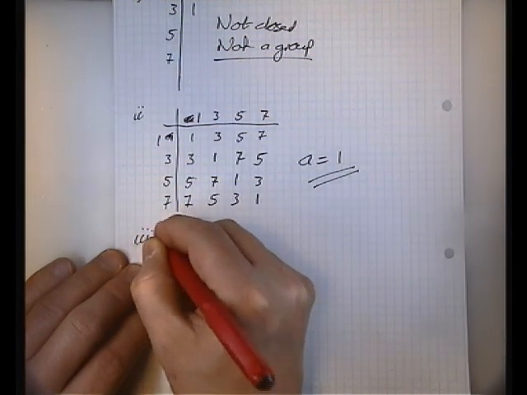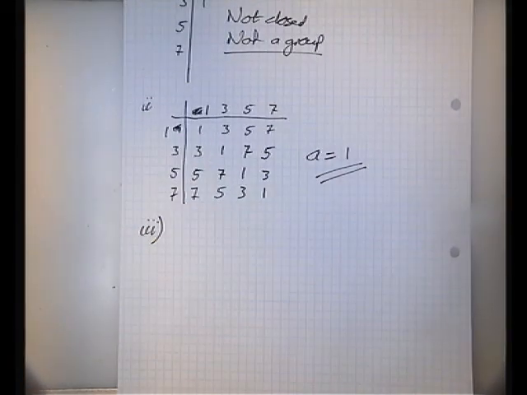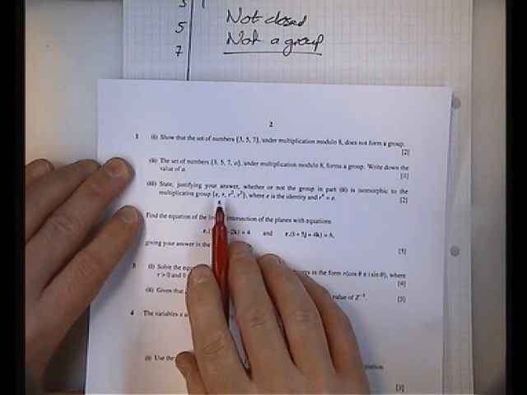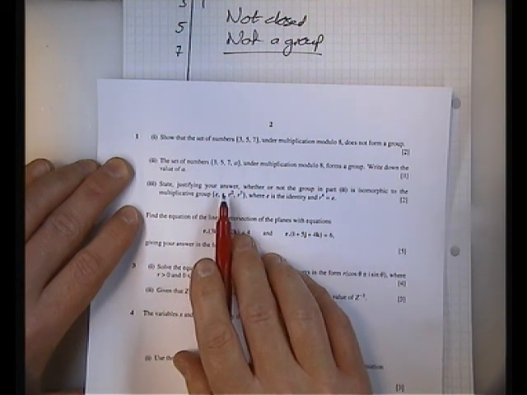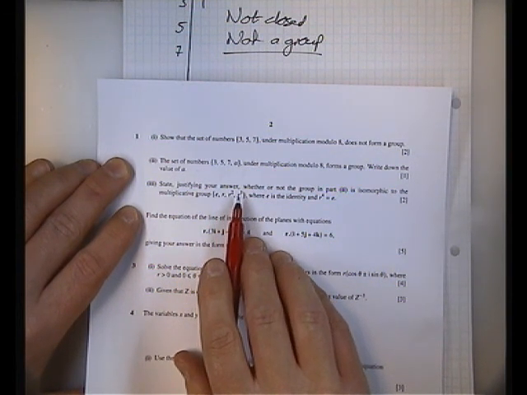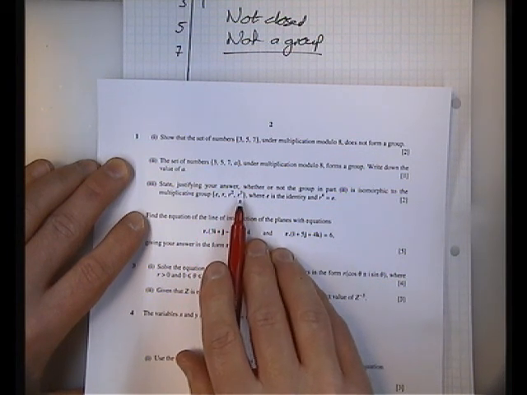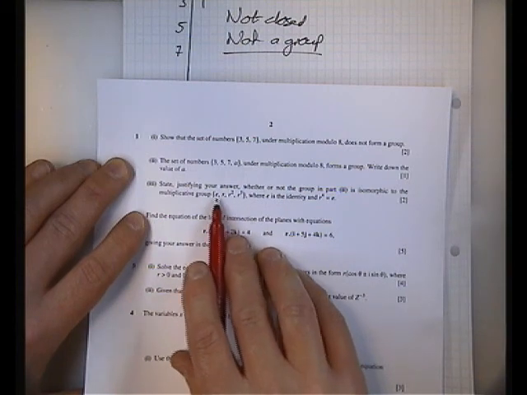Now, part 3 asked us, let's have a quick look at it again. Part 3 asked us to state, justifying our answer, whether or not the group in part 2 is isomorphic to the multiplicative group E, R, R squared, R cubed. This is a cyclic group. It's all built up of powers of R, and R to the power 4 is E.